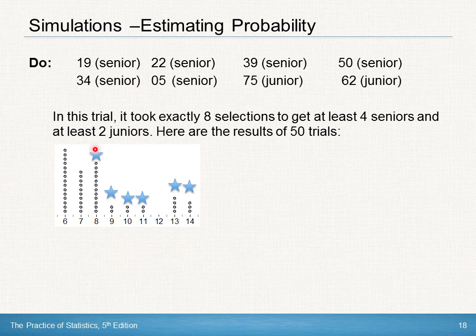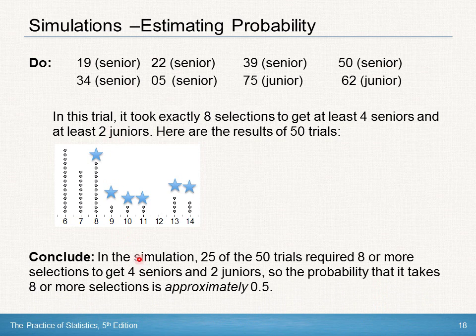Okay, what is the probability that it's going to take at least 8 selections? That's why I have the stars highlighted on 8. That's going to take at least 8 selections to get at least 4 seniors and at least 2 juniors. So what's the conclusion? In the simulation, 25 of the 50 trials, so we counted 8 or more, required 8 or more selections to get 4 seniors and 2 juniors. So the probability that it takes 8 or more selections is about 50%. Notice in this question, we weren't asking whether or not something was surprising. We were just estimating the probability that it was going to take 8 or more selections to get at least 4 seniors and 2 juniors.